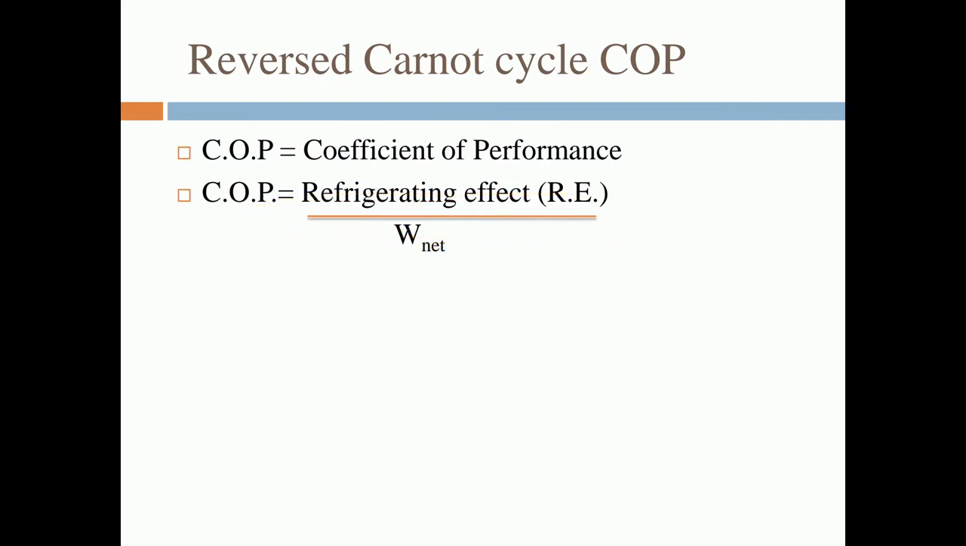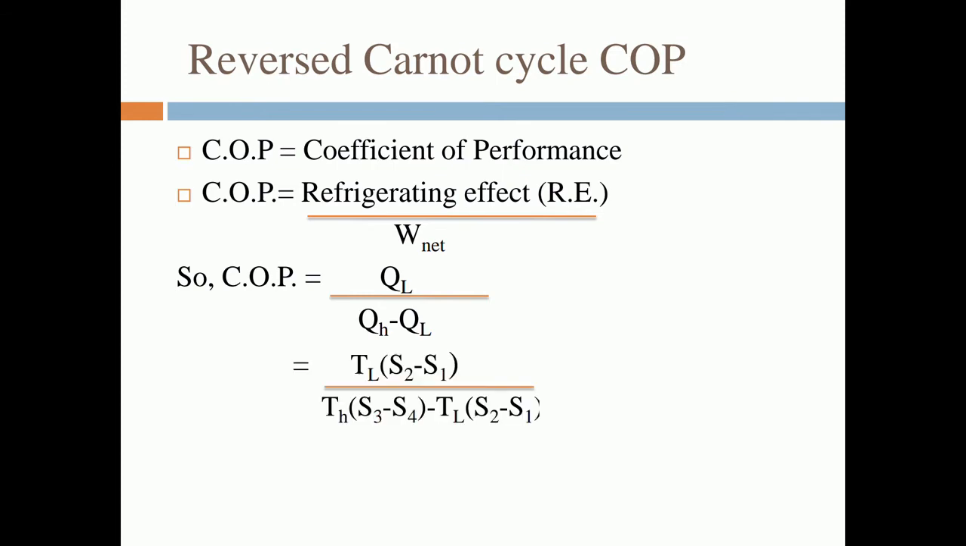As we already discussed in the earlier lecture, the COP is equal to refrigerating effect divided by W net. Now in case of the COP of reverse Carnot cycle, we have the QL amount of the refrigerating effect, and W net, if you want to find, so W net આપણે find કરવું હોય તો heat rejected minus heat absorbed કરીએ એટલે આપણને W net મળે for the COP of the reverse Carnot cycle or any cycle.